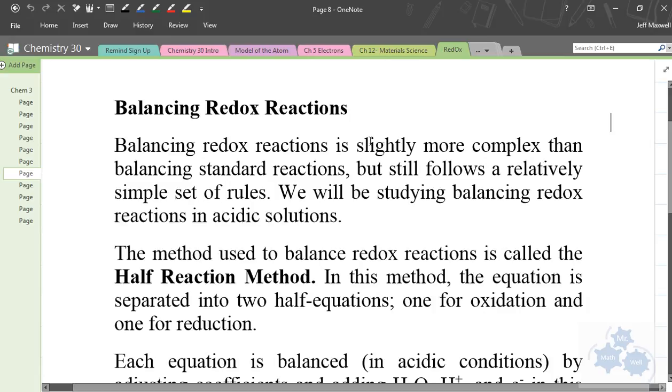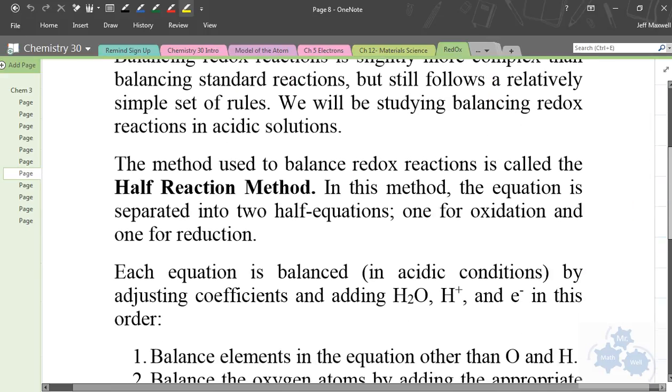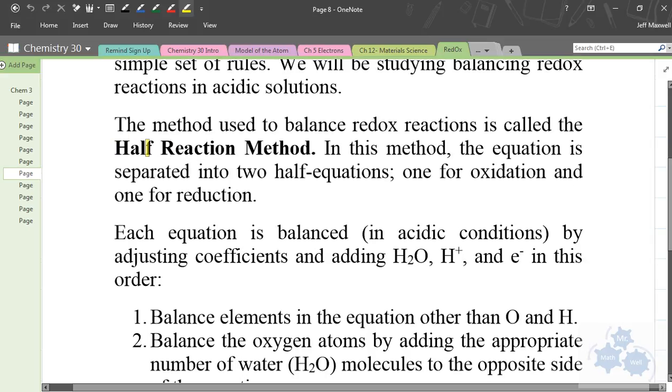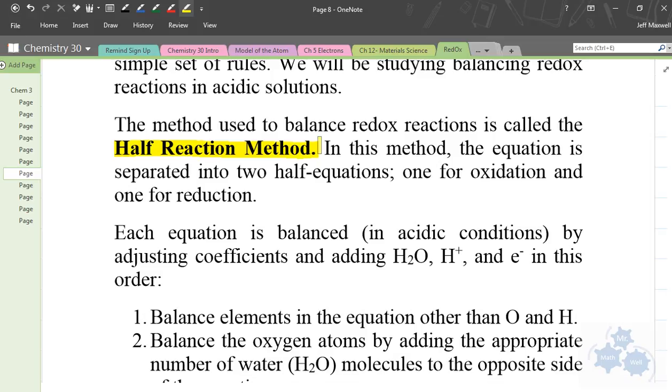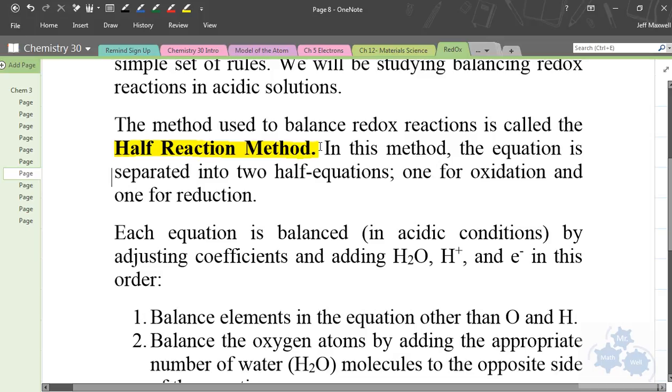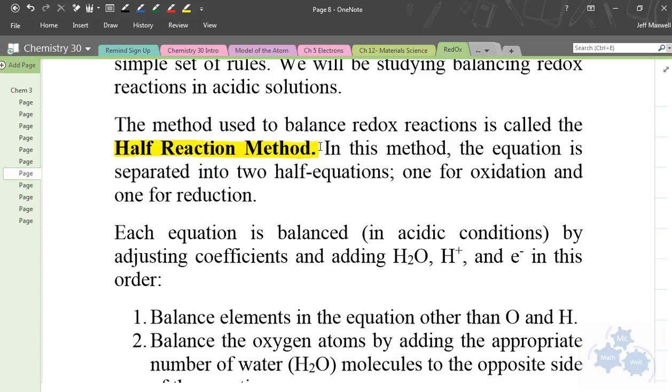Okay, so in your notes, follow along. Balancing redox reactions is slightly more complex, as I mentioned. We're going to be using something called the half reaction method. We know that a redox reaction is made up of a reduction part and an oxidation part. So we're going to split the reduction and the oxidation parts up. We're going to balance the reduction half separately from the oxidation half. Then at the end, we're going to combine them. So that's generally what we're going to be doing.